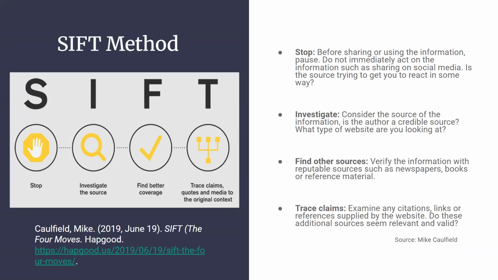The next one is F, find other sources. Verify the information with reputable sources such as newspapers, books, or reference materials. You basically want to look for outside sources that are not AI generated. Remember that some of this AI generated content provides links to outside resources that it consulted in order to provide an answer. So following those links, looking at other resources, and if the AI content or the website has a reference page, following up those references to verify that the information the original content says is accurate is also a good step.